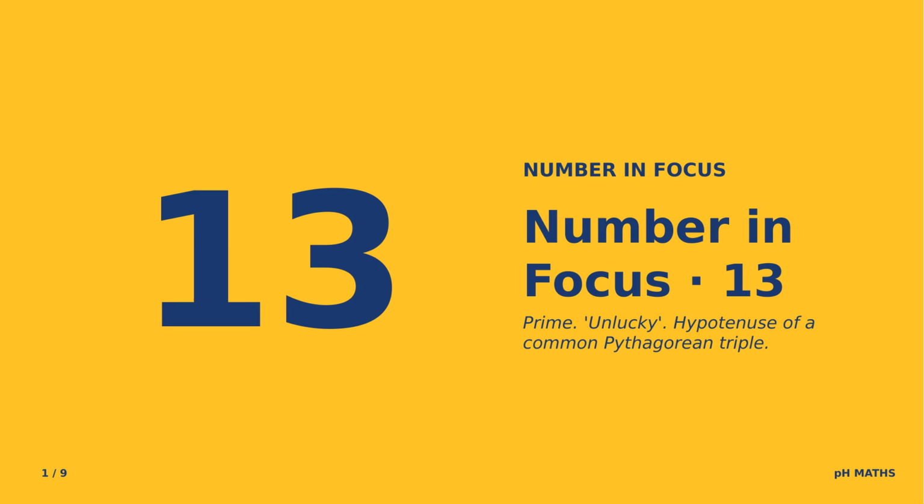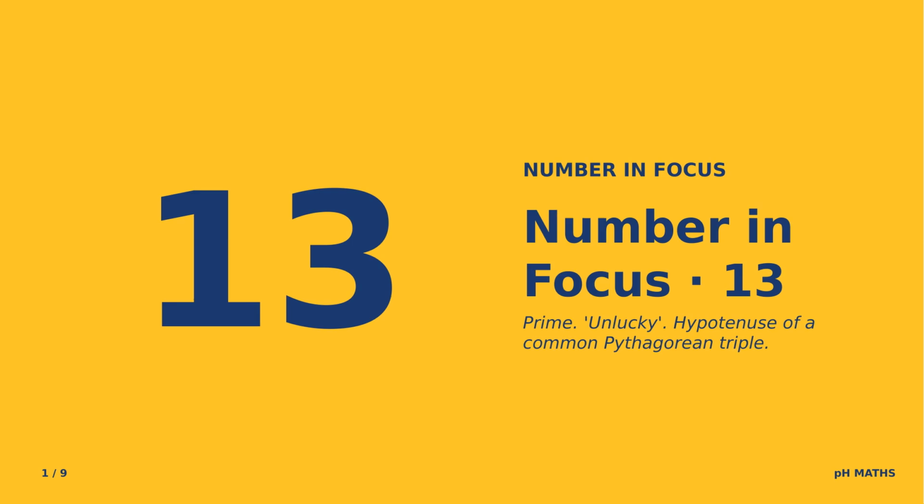Number in focus: 13. 13 is the prime with the worst PR, unlucky 13. But in maths terms, it's the hypotenuse of one of the most common Pythagorean triples in the syllabus, the 6th prime and a Fibonacci number. By the end of this video, you'll spot 5, 12, 13 on instinct and know exactly where it shows up in your exam.